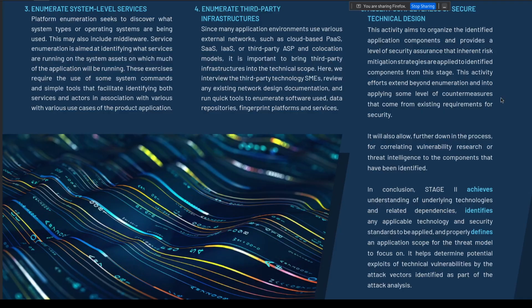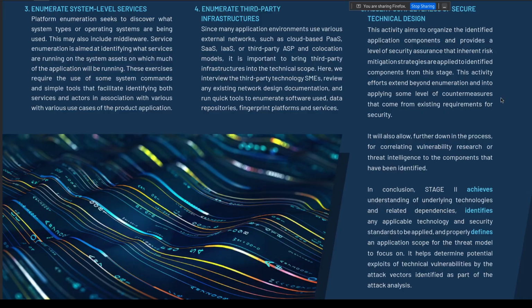And when it comes to agile threat modeling, it's quite easy since the functionalities are limited, and we can also reuse the previous threat models that are used for certain components, etc. And then the fourth activity is enumerate third-party infrastructure.